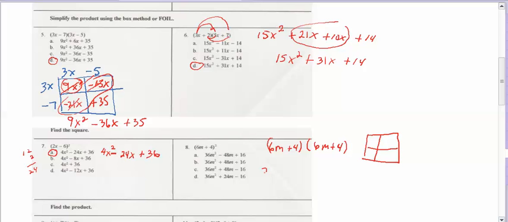6 times 6, 36, m squared. 4 times 4, 16. Then I'm going to multiply 4 times 6 is 24. 24 times 2 is 48. So I've got 48m. And then my sign is positive, so it's plus. So I'm looking for 36m squared plus 48m plus 16. So it's letter B. Okay, next one.